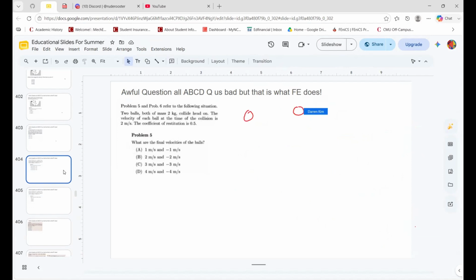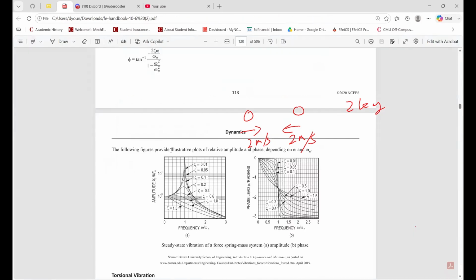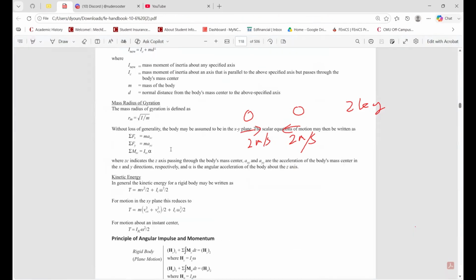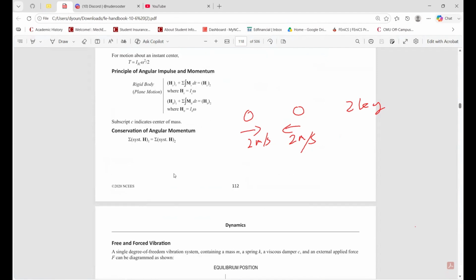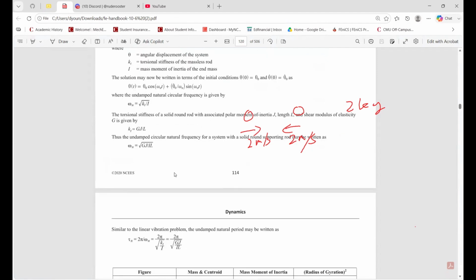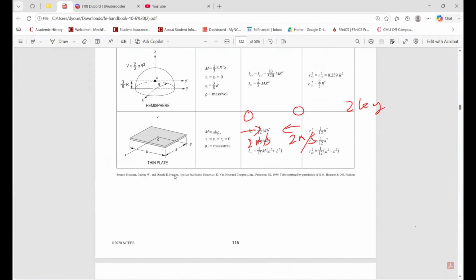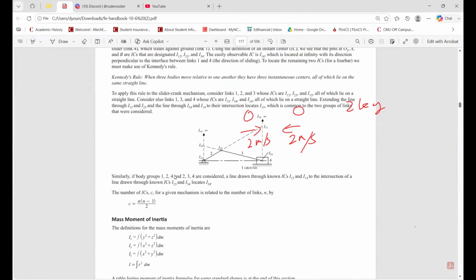two balls with a total mass of 2 kilograms collide head on to each other. The velocity of each ball at the time of the collision is 2 meters per second. Oh my God, we're doing coefficient of restitution. I didn't think we would be doing that, mostly because I didn't imagine the FE exam would do that. We learned it in class, I just didn't think we'd do that yet.